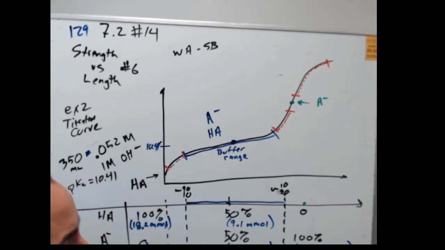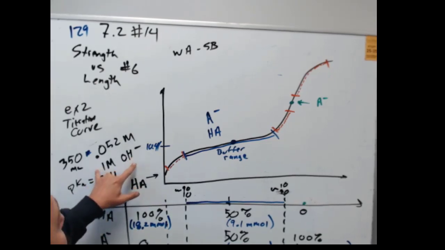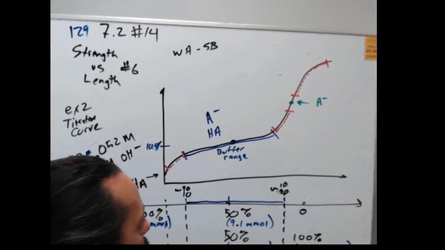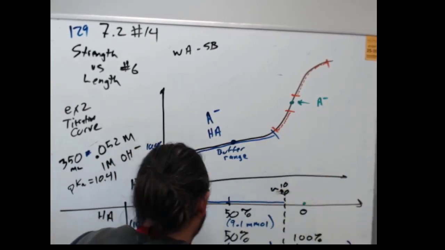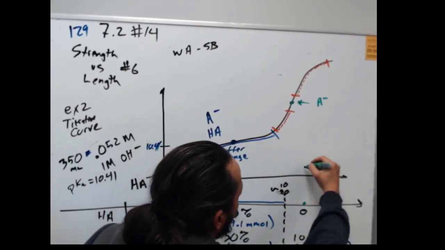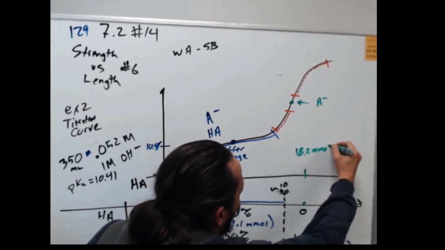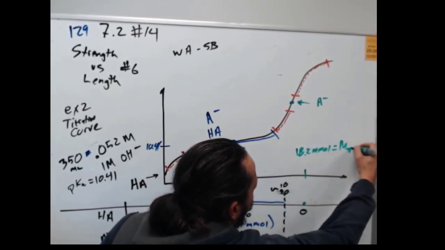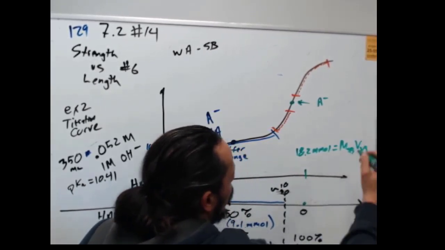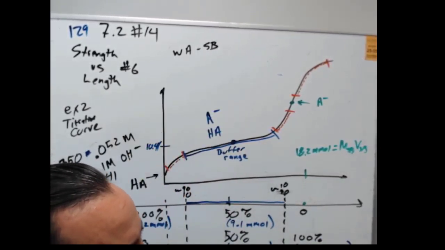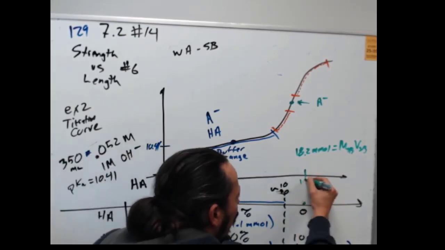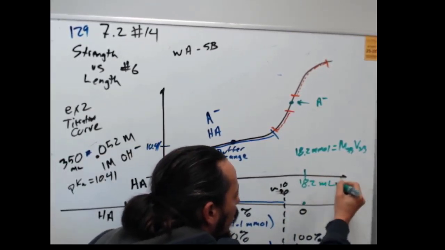Sometimes I try to ask easier questions, and people are like, no, you've got to do Henderson-Hasselbalch. I'm like, oh, not yet. So we know we need to add 18.2 millimoles of this. If it's 1 molar OH, to get to this point, this is going to be 18.2 millimoles equals molarity of strong base times volume of strong base. But my molarity is equal to 1. So this just becomes 18.2 milliliters.